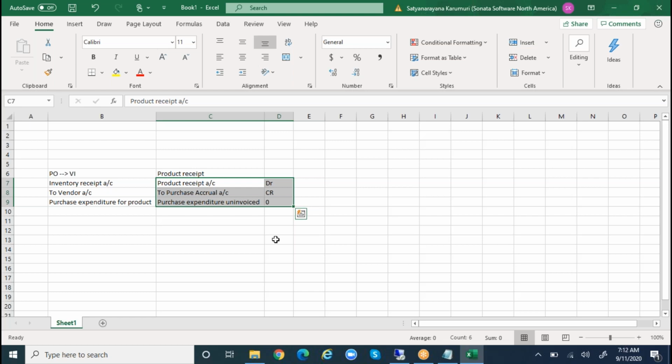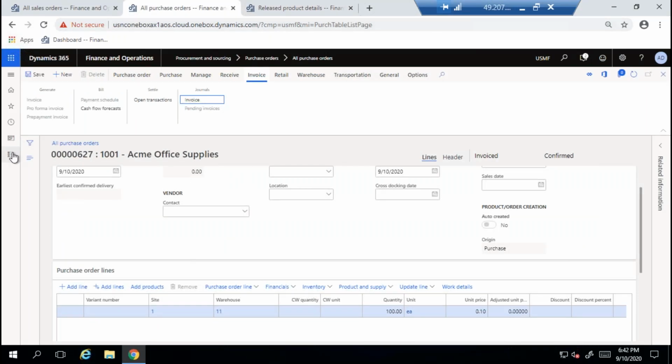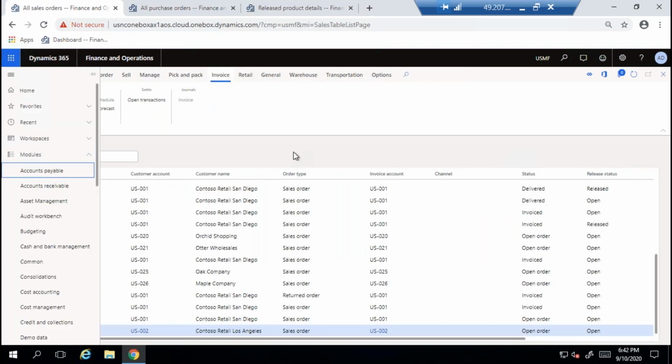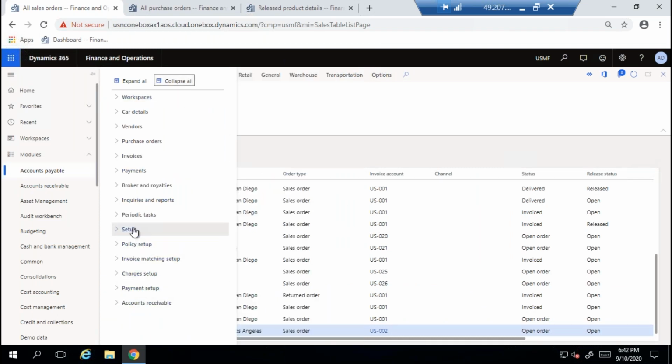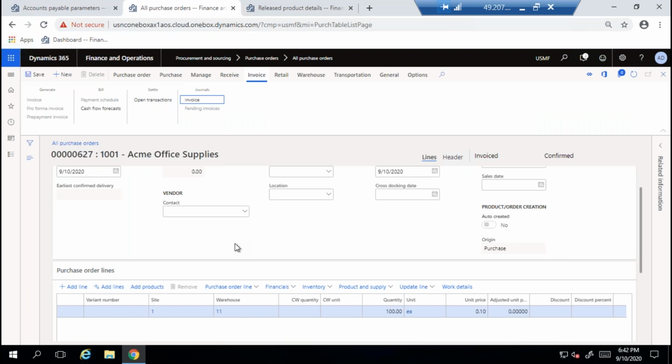Understood? Let me show this physically in the system, and then we'll come back here and discuss. Let me create a purchase order. Setups, accounts payable parameters. Here I have disabled this one: post product receipt in ledger. If it is disabled, let me show one transaction, and if it is enabled, what happens? Let me show you.